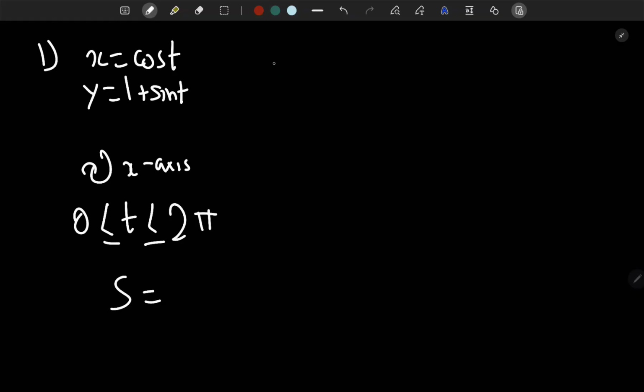What is the derivative of cosine? It is going to be negative sine t, and the derivative of 1 plus sine t is going to be cosine t, because 1 just becomes 0, and then the derivative of sine t is cosine t. So let me just plug that in, and now let's write the integration.